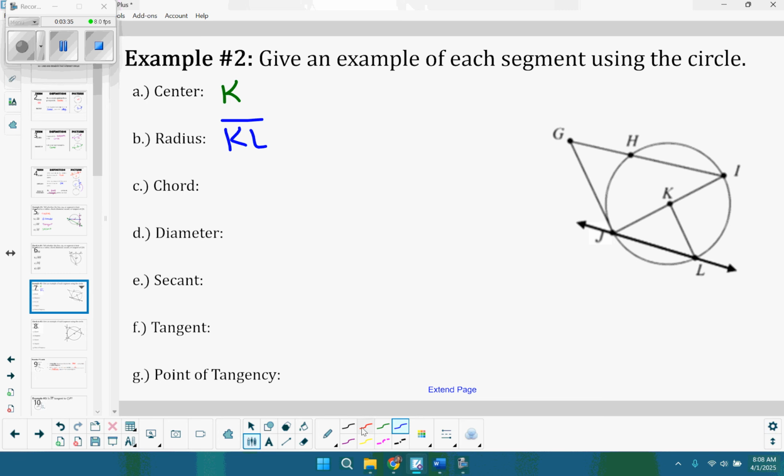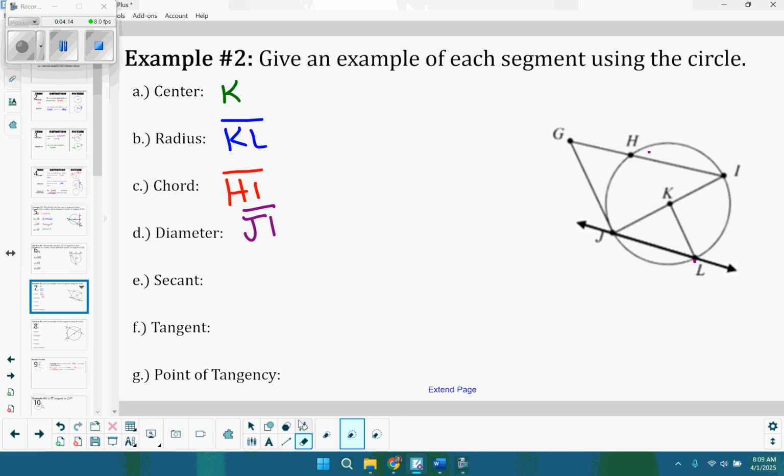A chord has to start and stop on the circle. So I could say this one here, starting and stopping on the circle, would be segment HI. I could have also said segment JI, or I could have said segment JL. As long as I used the segment symbol, that would be considered a chord. The diameter. So this one has to pass through the center, and it has to reach both sides. So through the center went to L, but there was nothing past it, so we would have to use JI as our diameter.